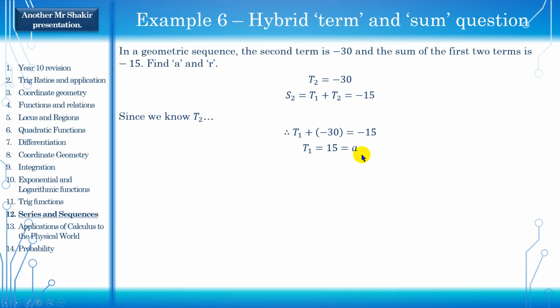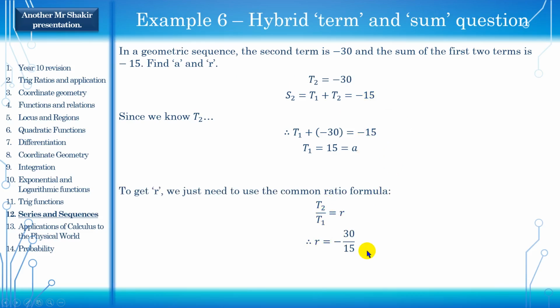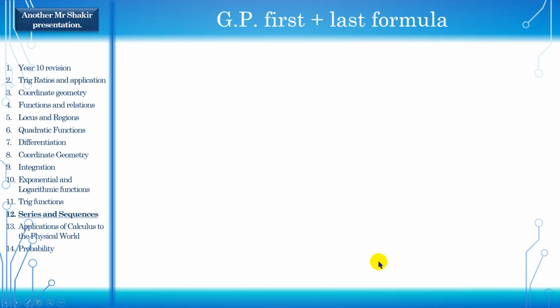The first term is also known as A. So we know A, and we can figure out R because we know the first 2 terms. Just use the common ratio formula, T2 over T1. R is equal to negative 30 over 15. That's it. So you need to find A and R, and we found A and R. R is equal to negative 2.